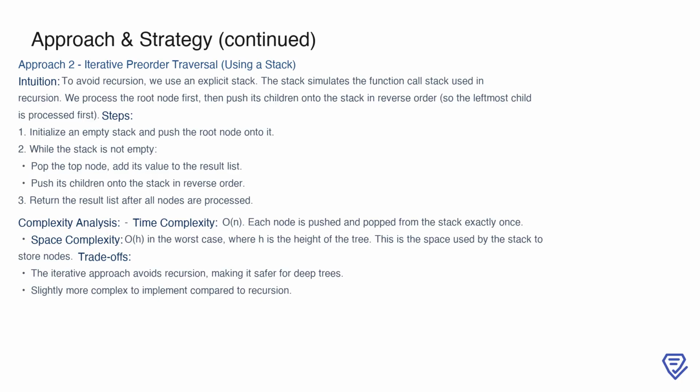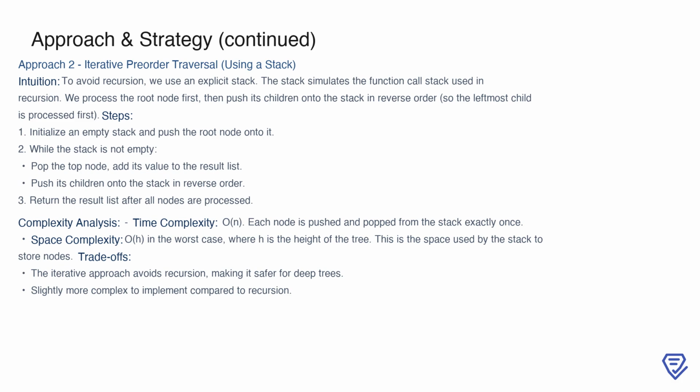Then, as long as the stack isn't empty, we pop the top node, add its value to the result list, and push its children onto the stack in reverse order. This ensures that the leftmost child is processed first, preserving the preorder traversal order. The time complexity remains O(n), as each node is pushed and popped exactly once.